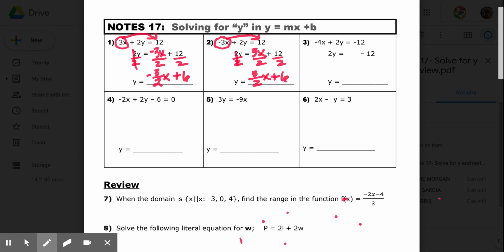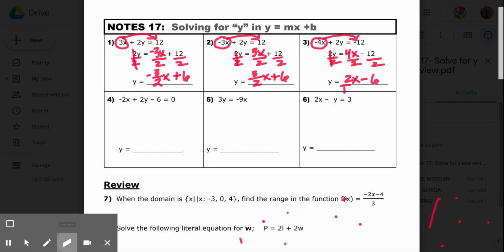Number 3, we're going to move the negative 4x over to the other side. Since it's negative on the left, it's going to become positive on the right. And then we're going to divide everything by 2. So 4 divided by 2 is 2, so it's 2x minus 12 divided by 2 is 6. Now later on when we start graphing this, you're going to have to understand that this 2 represents 2 over 1. So the rise will be 2 and the run will be 1.